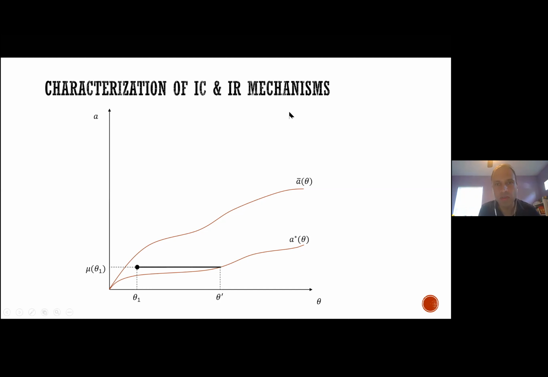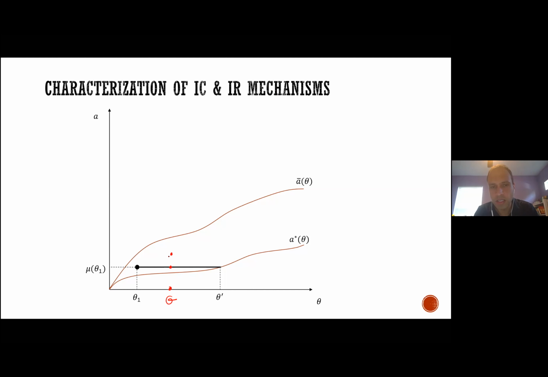So to understand the reason behind that, let me use this over here. Okay, so let's think about a point over here, this point. Let's look at this type theta. Since the mechanism must be increasing, either mu of theta must be equal to mu of theta 1, or it can be greater. It cannot be below that, right?